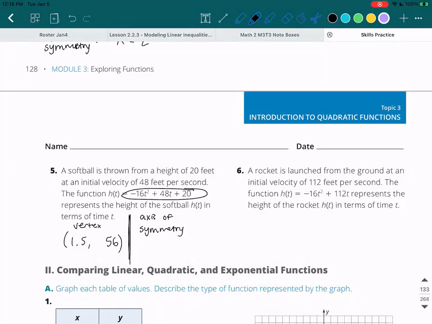So once again, the axis of symmetry is simply the x value. So you have to say x equals 1.5. And that would be your axis of symmetry. It's just the vertical line that divides your graph in half. X equals 1.5. It's just the x value of the vertex.